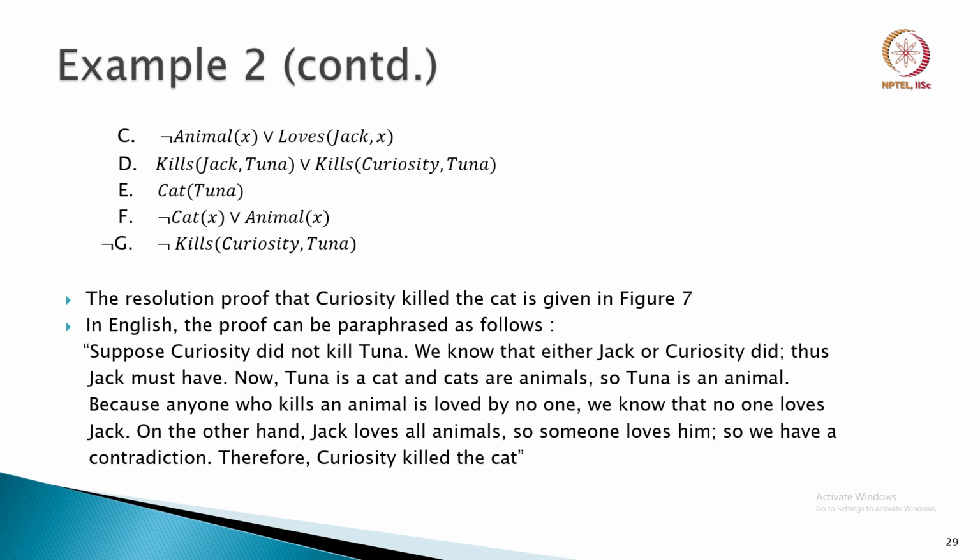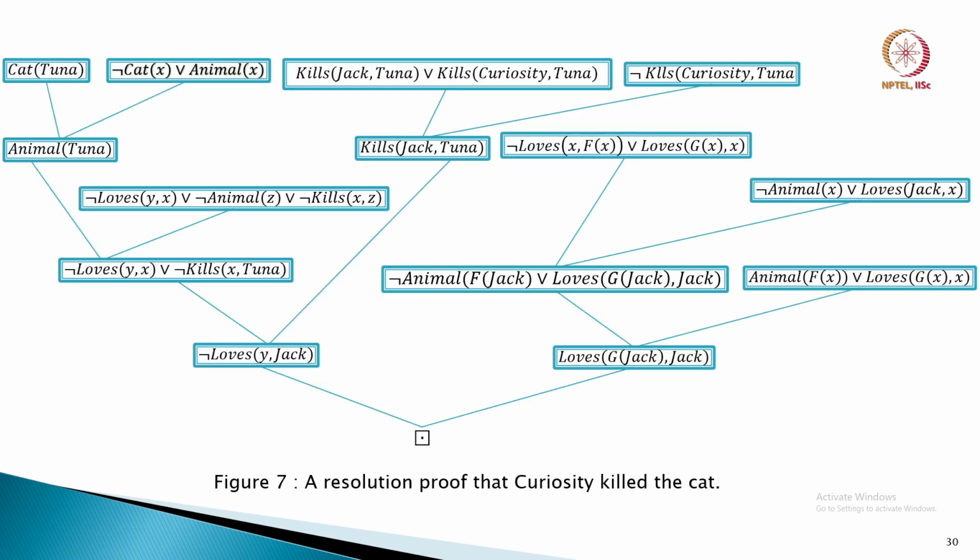Kills Curiosity Tuna. So this is what you need to prove. So you take the negation of that. So this is how you can go through this and you will come up with a nil here, which shows that Curiosity killed the cat is actually true.